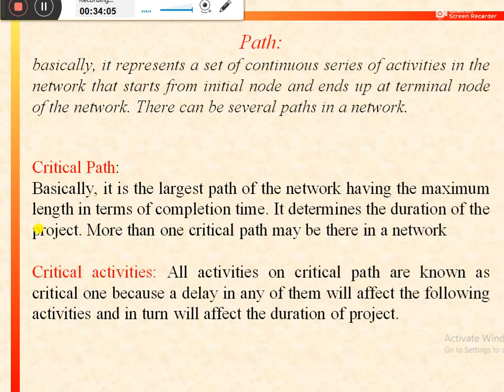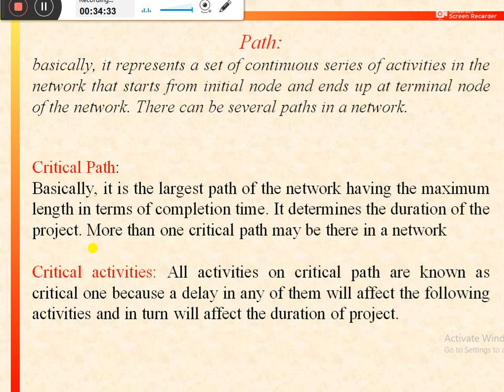but we need to identify the critical path out of all those paths in a particular network. Critical path is the largest path of the network, having the maximum length in terms of the completion time, or we can say that it is the path which has the maximum completion time, or this path determines the duration or the time period of the project.